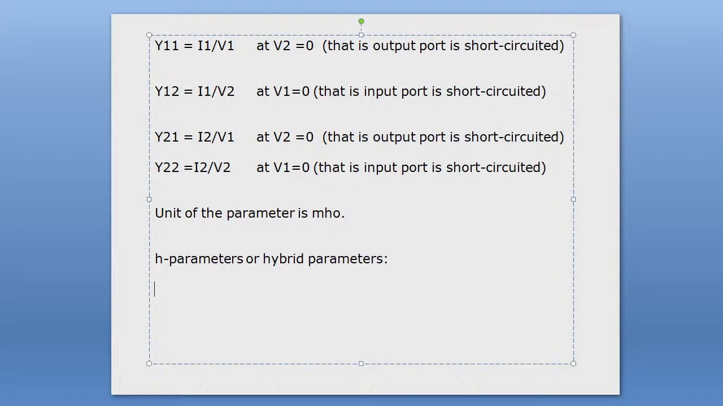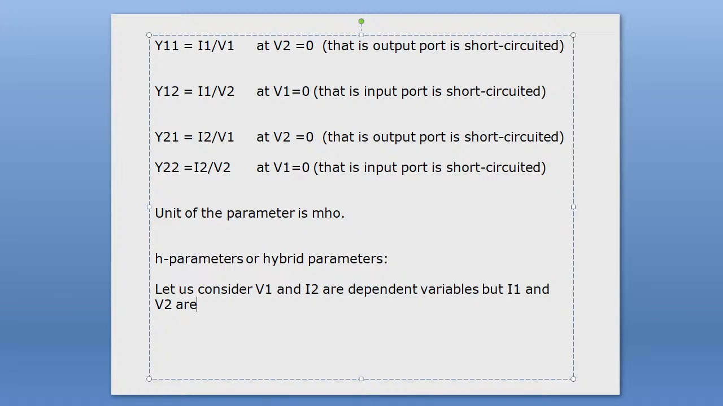Let me write it. Let us consider V1 and I2 are dependent variables, but I1 and V2 are independent variables. Okay, now you can write the relation of these two variables.